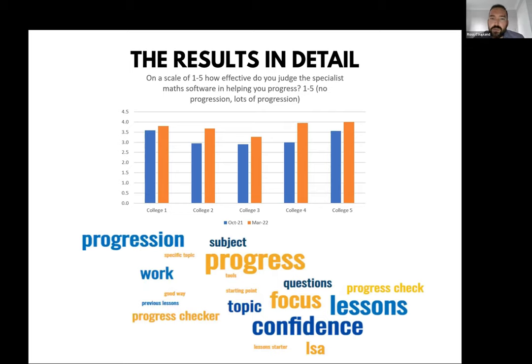And again, in terms of the maths software that I referred to earlier, we can see that every college saw an increase as to how students judged their progression, and that particular intervention was also making good use. I've also just done a quick word wall there at the bottom just to see what students were saying in their feedback. And it's interesting to note that progression or progress was something that students were really identifying from that diagnostic tool, and confidence.